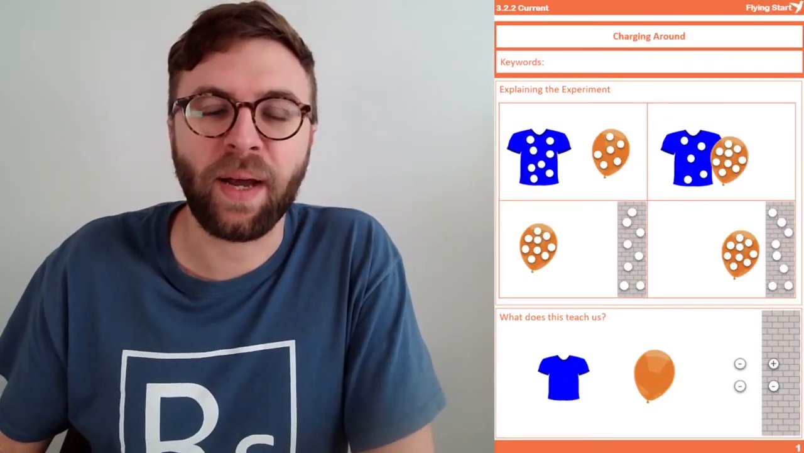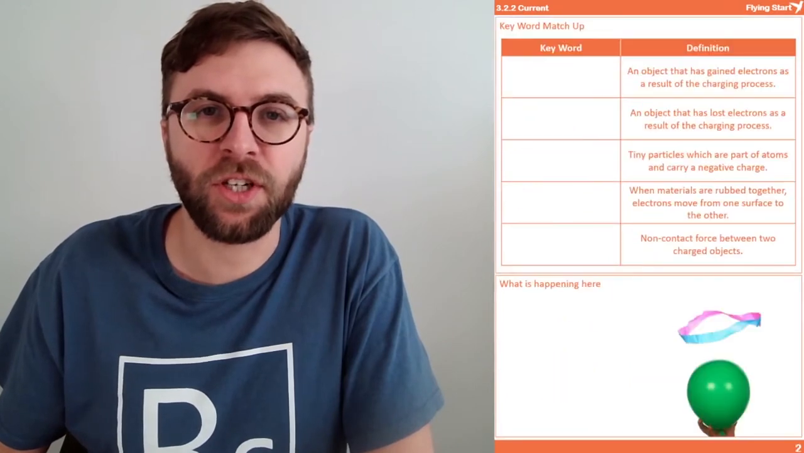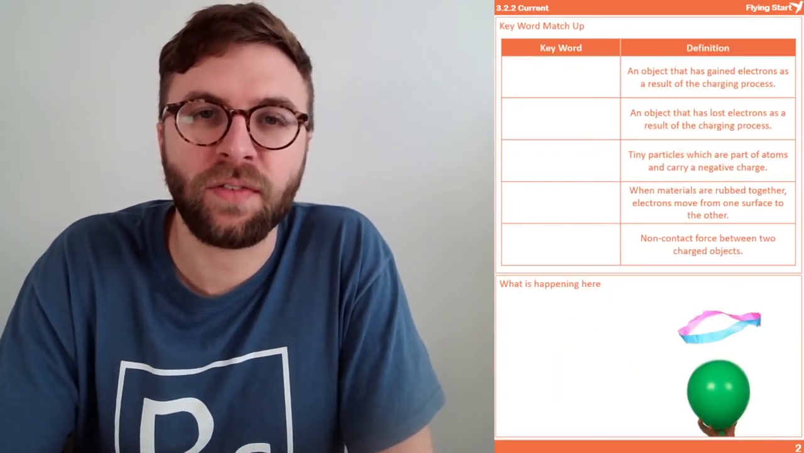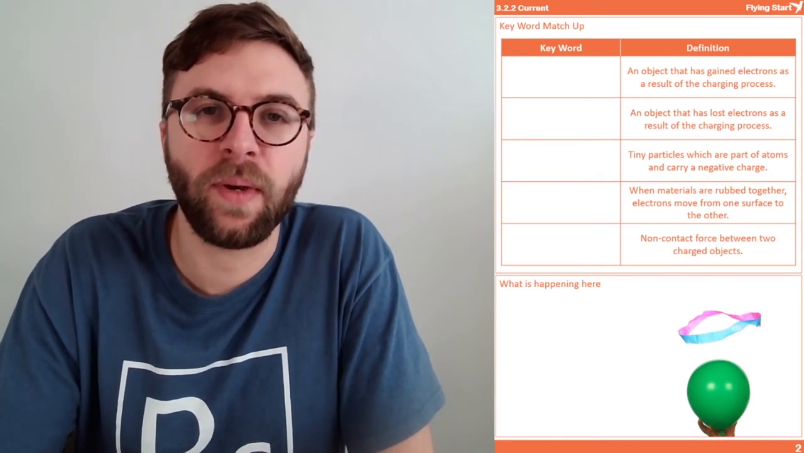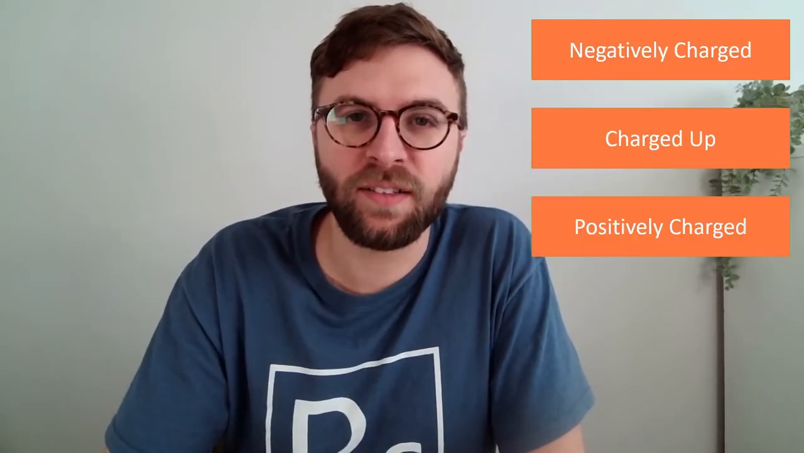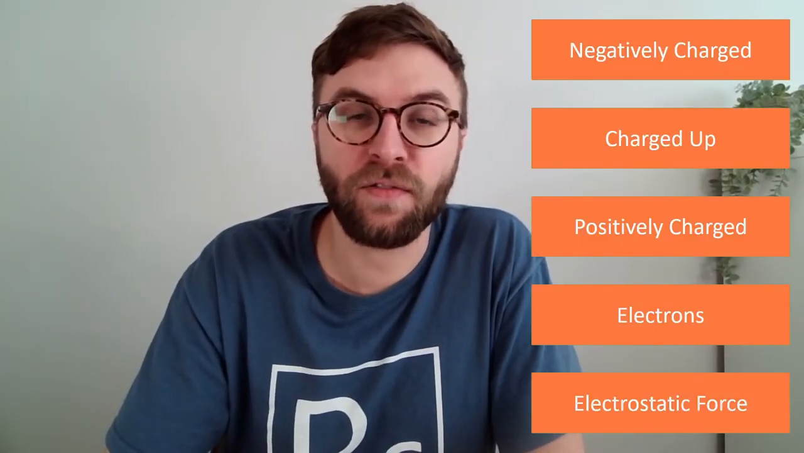So you should have completed page one. So let's turn over to page two. First up in page two, you've got five different definitions of five key words that we've met so far. Your first task is to match them up. Here are the five key words that you need to match up, and you've got 5 minutes to do it.